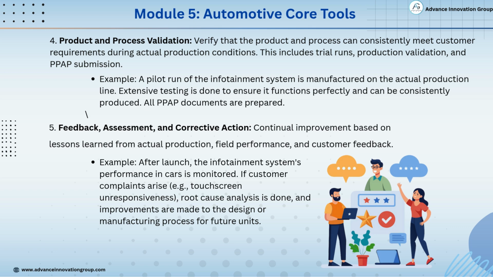This slide highlights 2 key steps in ensuring product quality and customer satisfaction. First, we have product and process validation. This step confirms that the product and process can meet customer requirements in real production conditions. It includes trial runs, validation, and preparing all required PPAP documents. For example, if an infotainment system is being launched, a pilot run is done on the actual production line to ensure it performs perfectly and can be manufactured consistently.